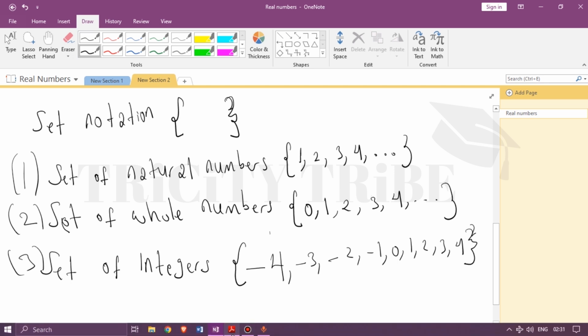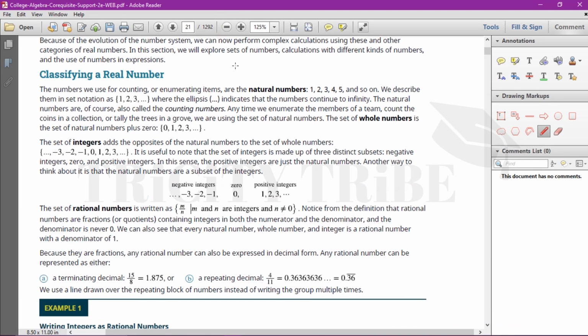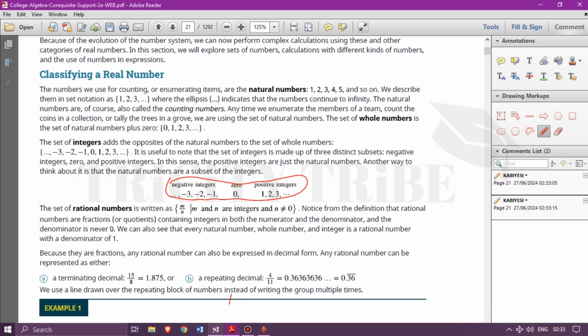Let's see what our textbook says. Please pay attention. The set of integers adds the opposite of the natural numbers to the set of whole numbers. That's what I've explained. Now you can see that you have two types of integers: negative integers and positive integers. So let's move on to rational numbers.